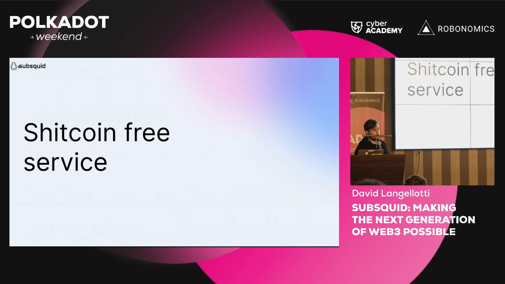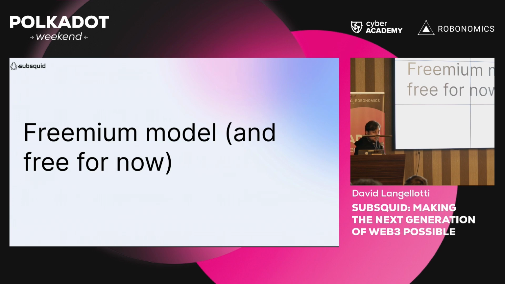In the future, when we launch our decentralized network, you're going to be able to predict your monthly expenses, because the Aquarium will take payments in USDC and other stablecoins. So you will not be affected by a shitcoin going up and down in price by 70%, affecting your infrastructure costs. And we will be using a freemium model. But as I said a couple times, it's free for now.